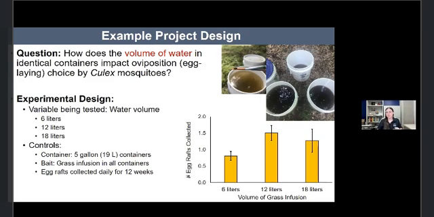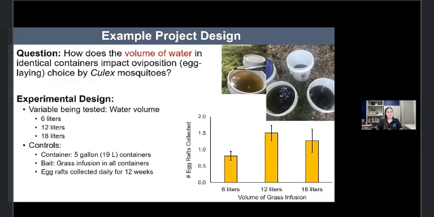And in this case, we used grass. That was the way we attracted the females. So we used grass clippings in our water to attract our females. And we used white 5-gallon buckets. So they were all the same buckets. So we were just looking at the level of water, the volume. And then we collected the eggs every day for 12 weeks. You don't have to collect them for that long. That's just what we were doing for our project.